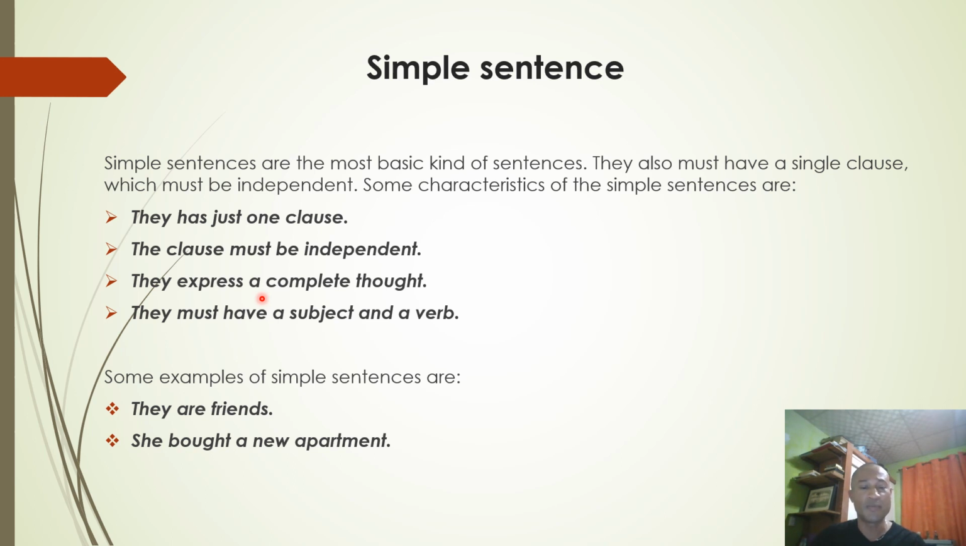Some examples of simple sentences are: They are friends. She bought a new apartment. As we see, these are simple sentences that have a subject, a verb, and a predicate.